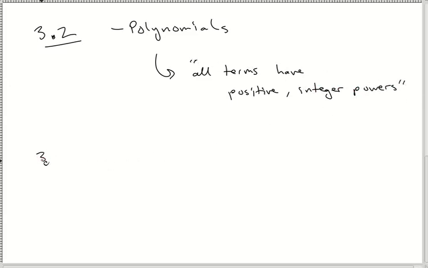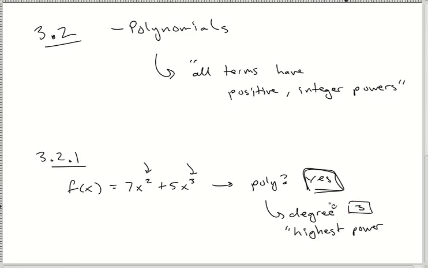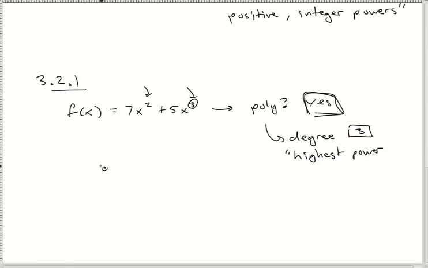So let's say that I have 3, 2, 1. And they say f of x is equal to 7x squared plus 5x cubed. They're going to say, is this a polynomial? And you're going to say, yes, because look at the powers. Are those positive integers? Yes. All right, good. If it's a polynomial, they're going to ask, hey, what's its degree? What they mean is the highest power. And so you're going to say 3, because that's the biggest number in the power.